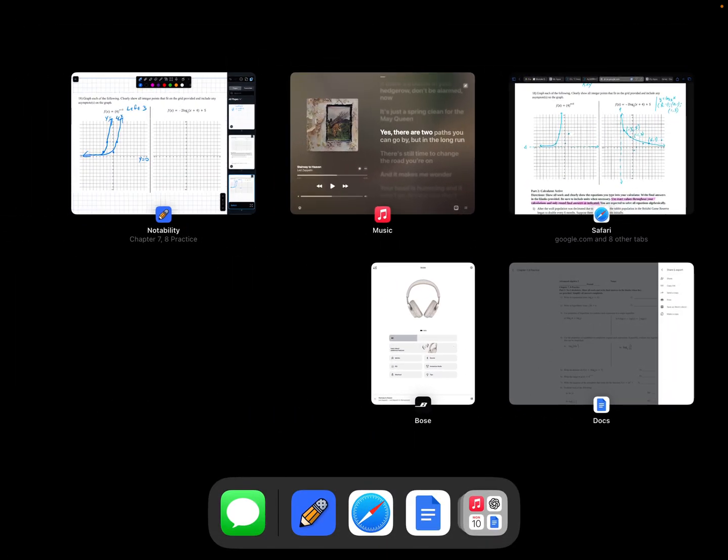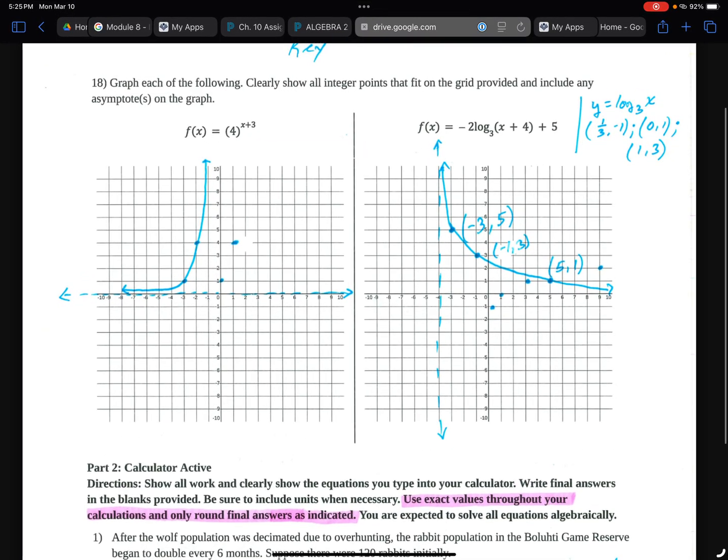So 1/3. Write down those ordered pairs. 1/3 equals -1. Like per ordered pair, 1/3 comma -1. Oh, I wrote it, I said it wrong. Next ordered pair 0 comma 1, and then 1 comma 3.